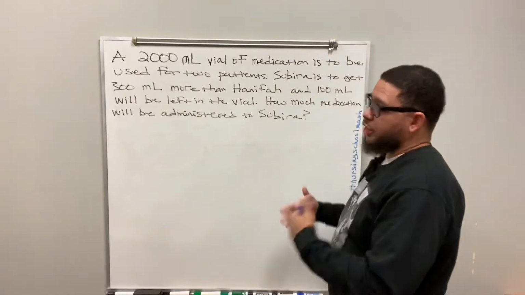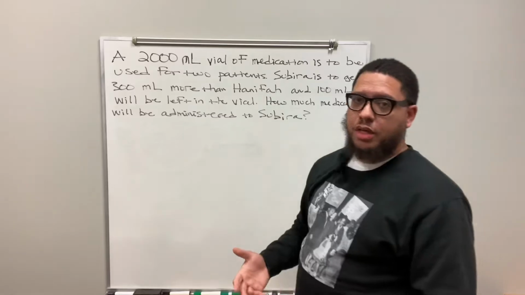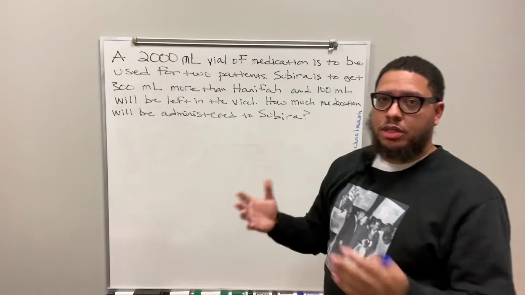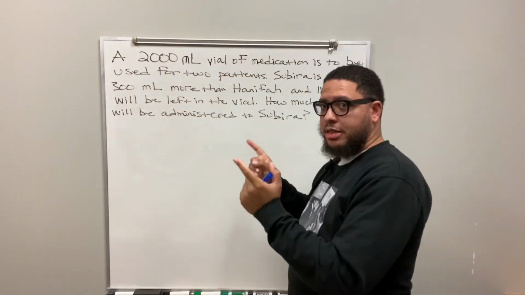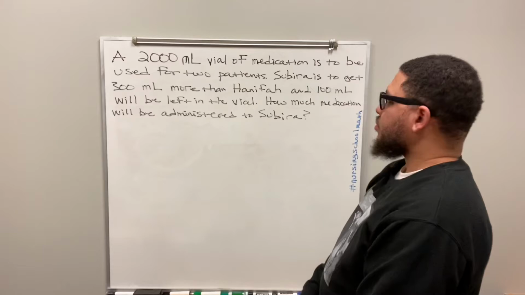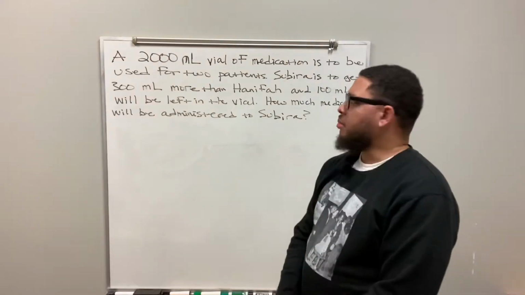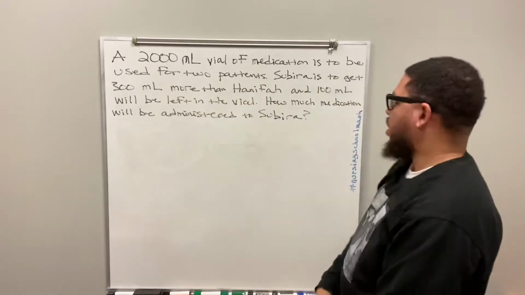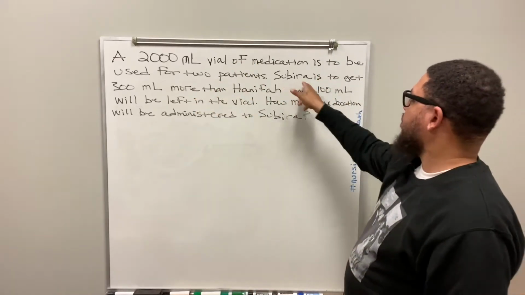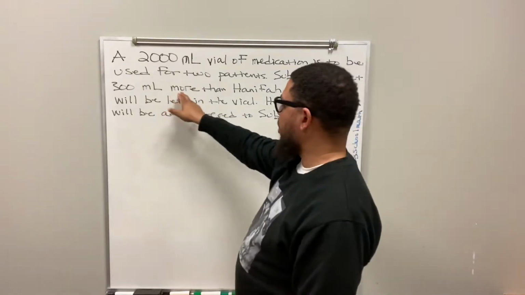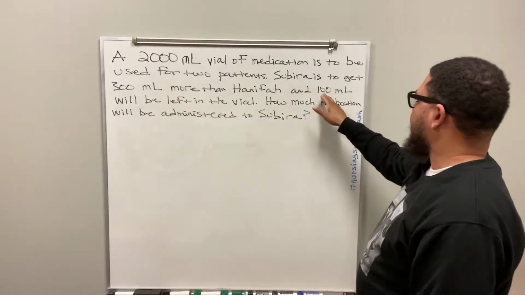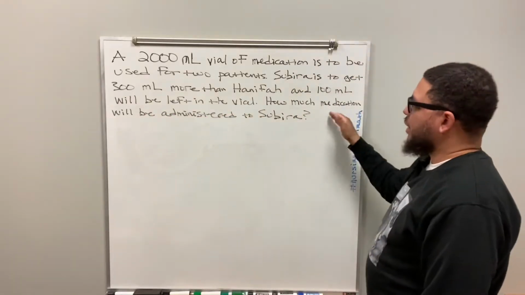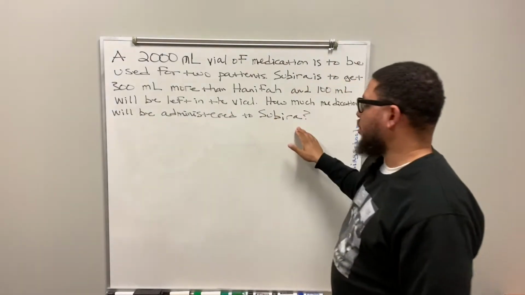It looks like a lot, but let's read it, try to understand the information within it, and then pull out the important information, create some equations that we can then solve, and finally answer the question that's being asked in this word problem. So, the problem says a 2,000 milliliter vial of medication is to be used for 2 patients. Sabira is to get 300 milliliters more than Hanifa, and 100 milliliters will be left in the vial. How much medication will be administered to Sabira?